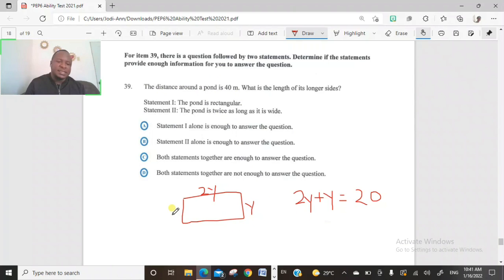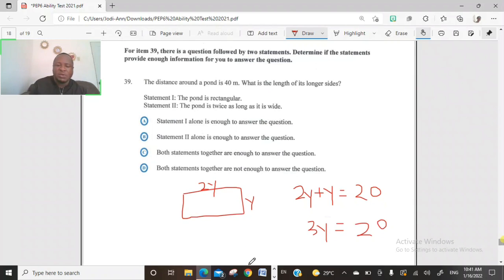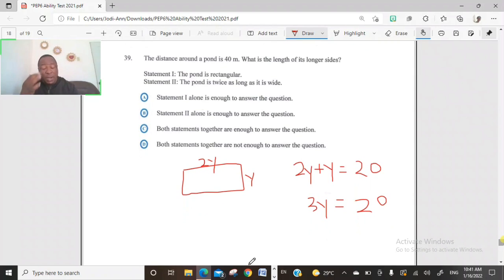We could check this side as 2y and this side as y and say that 6y equals 40. But we're just going to use half the rectangle and say that 3y, which is y plus 2y, equals 20. So we're left with 3y equals 20. To get the value of y, we have to divide 20 by 3. Divide both sides of the equation by 3.